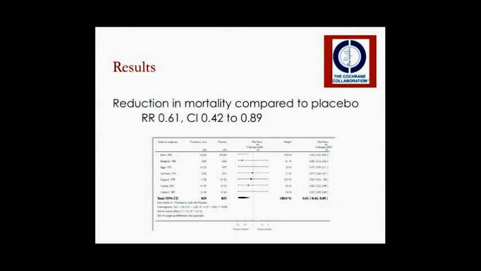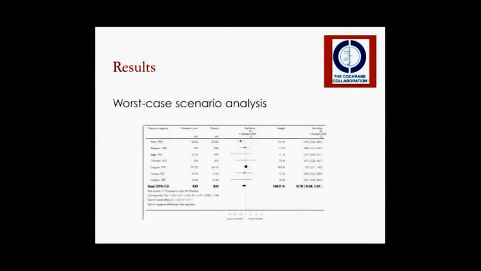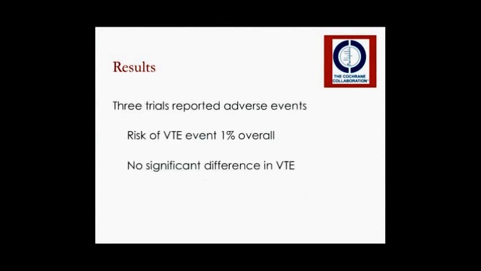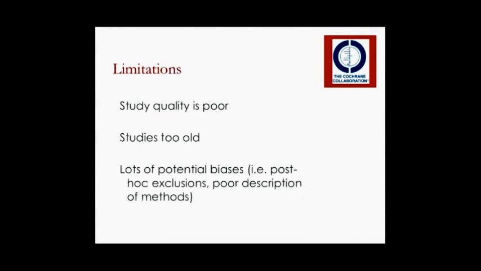So they did a worst case analysis, a worst case scenario where all the missing data died or whatever. And these were the results, in terms of mortality. It stopped being significant if they made it a worst case scenario analysis. So we just do not know. There was no difference in rebleeding, no difference in surgery, and no difference in blood transfusions between the groups. And 3 trials reported adverse events, and there didn't seem to be any significant differences in thromboembolisms.